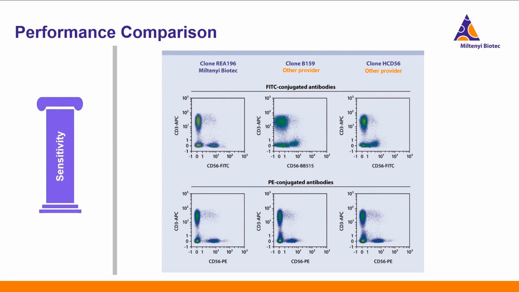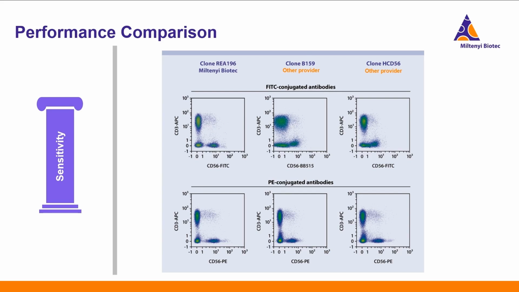Let us now turn to antibody sensitivity to find out what it entails. Antibody sensitivity refers to the capability of an antibody-based assay to precisely and reliably detect low concentrations of its target antigen. To validate our antibodies for sensitivity, we conduct a performance comparison assay.